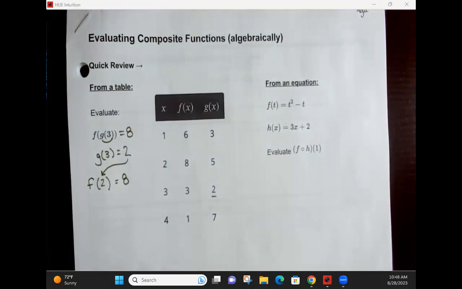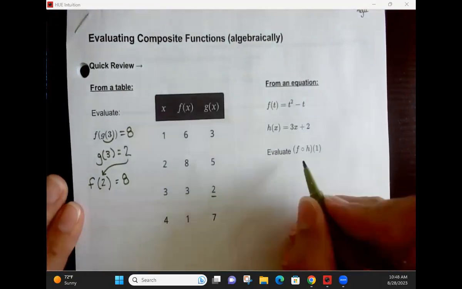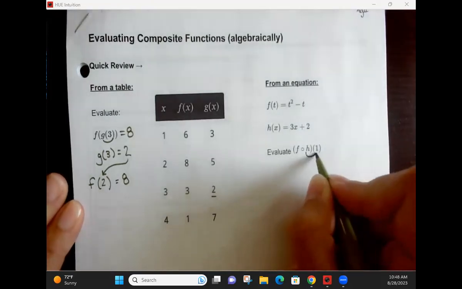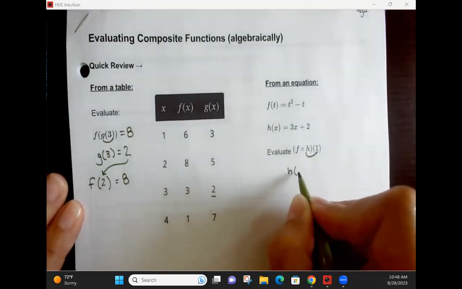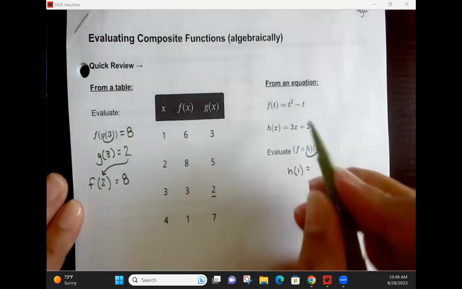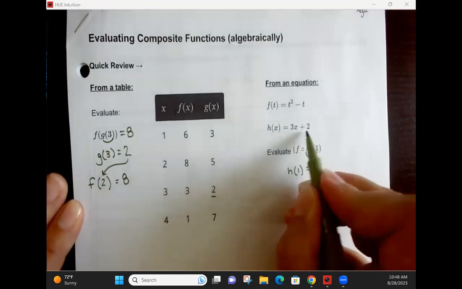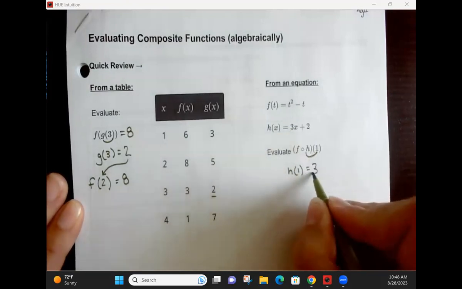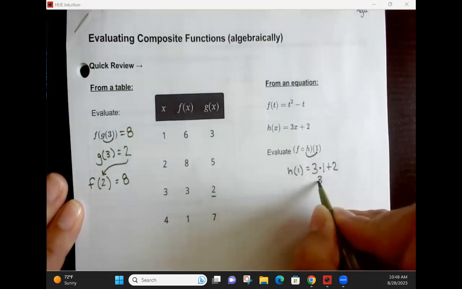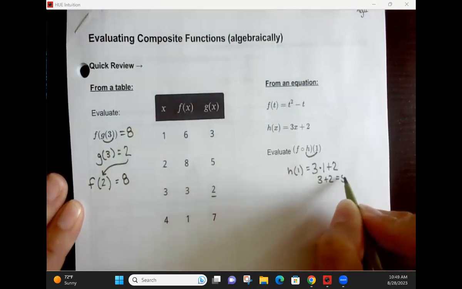When I've got a function here, like our next example, we're going to find f of h of 1. We, again, work from the inside out. So we're going to start by finding h of 1. So we're going to plug 1 in anywhere I see an x in my function h of x. This would be 3 times 1 plus 2. So that's 3 plus 2, which is 5.